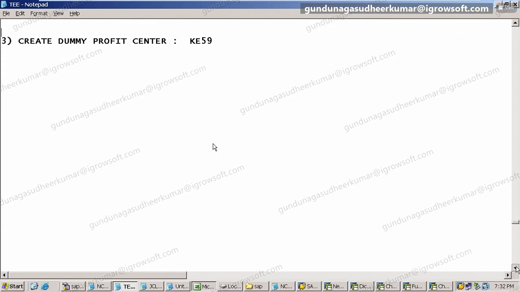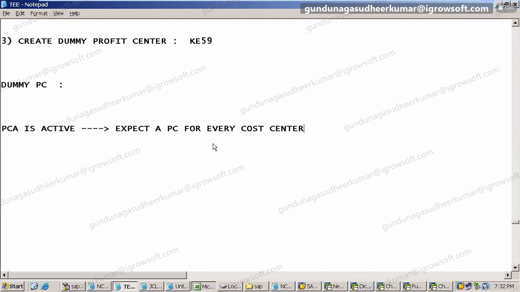Now we need to know what this dummy profit center is. Temporary one, for internal purpose. See, for example, when profit center accounting is active, it will expect a profit center for every cost center. You understand? When profit center accounting is active, it will expect a profit center to be given for every cost center. So there cannot be a cost center not linked to any profit center.